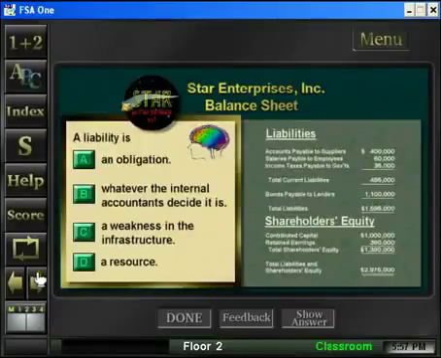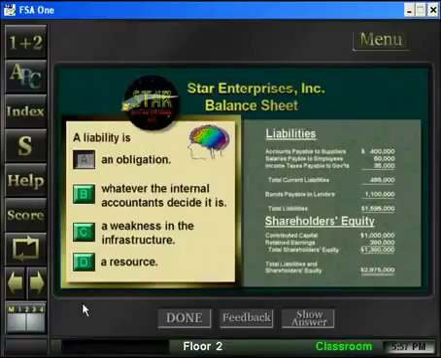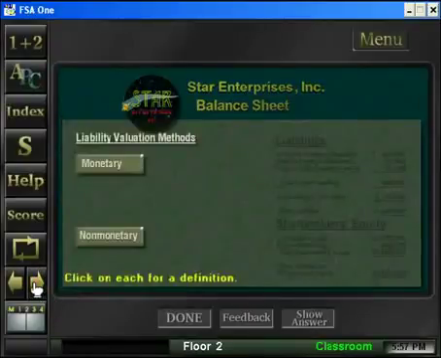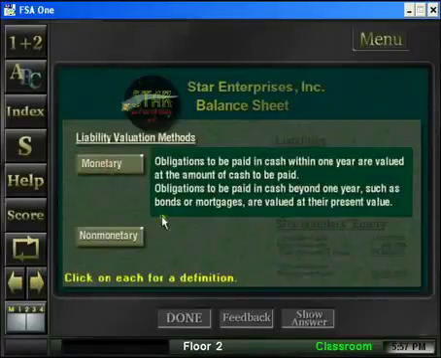What is a liability? Please click on your choice. Right. A liability is an obligation arising from a past transaction that requires the firm to transfer assets, usually cash, or to provide the promised goods or services.